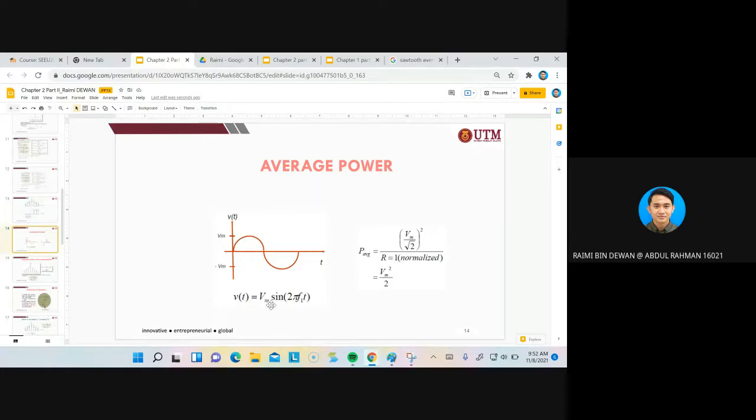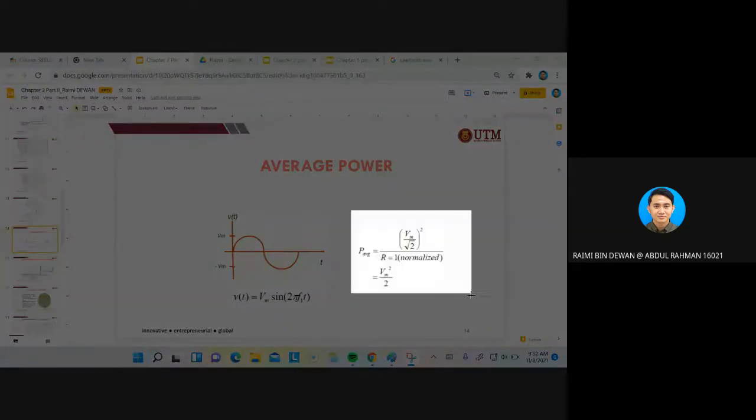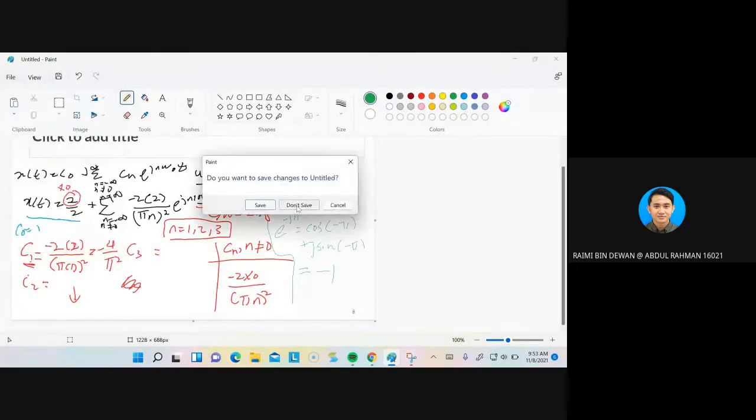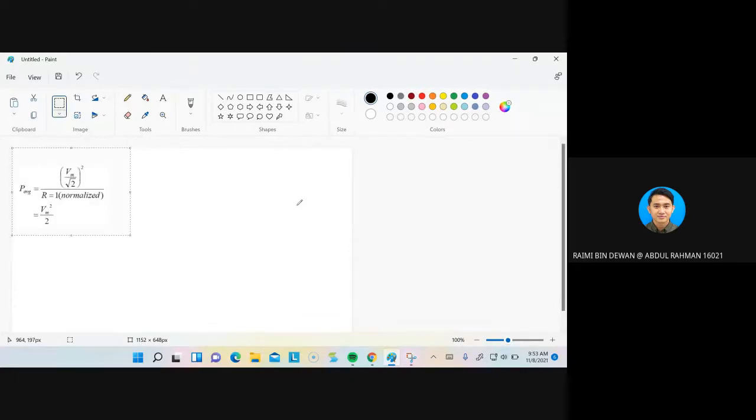So v(t) equals Vm sin(2 pi f1 t). Vm is the peak value. And this is your average power equation: Vm over square root of 2, squared, over R. This one is covered in your circuit theory. You guys should know. Already covered. So why, and how, do we have the square root of 2 here?